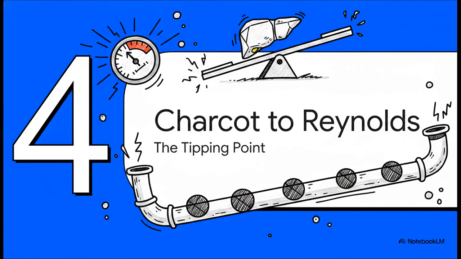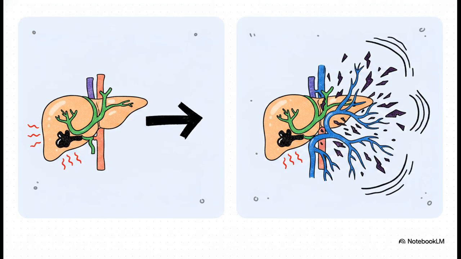Section 4, Charcot to Reynolds. Let's identify this critical tipping point. We typically start with Charcot's triad: fever, right upper quadrant pain, and jaundice. That triad tells you there's an infection brewing. But when that mechanical biliary stagnation crosses the line, you get Reynolds pentad.